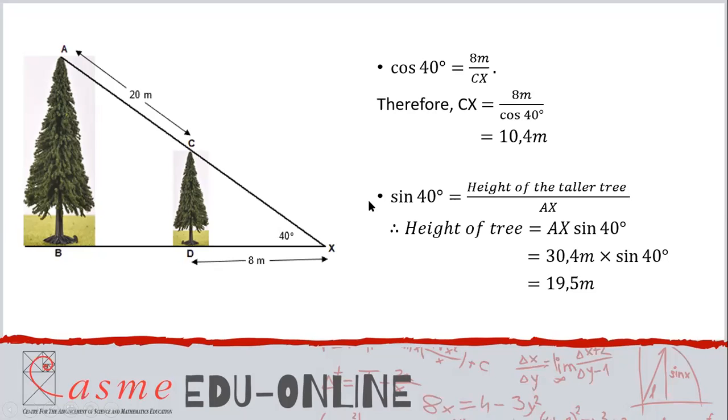So this side I've got AX sine 40 degrees. So the height of the tree is AX sine 40 degrees. And my AX is equal to 20 meters plus 10,4 meters, which is 30,4 meters, multiplied by sine 40 degrees. And I end up finding that the height of the tree is 19,5 meters.